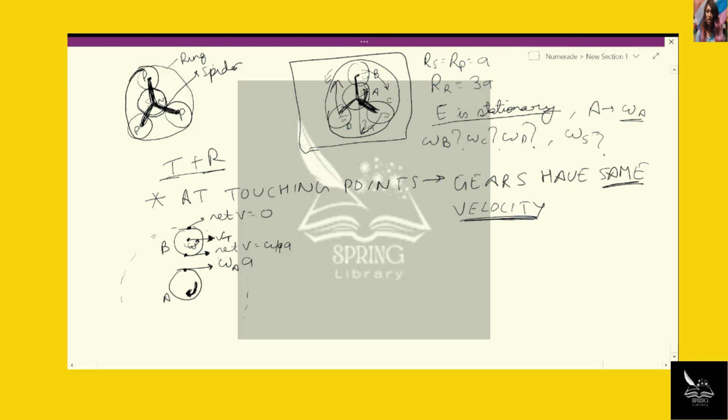So now we know what the net velocity is going to be, but for now let's draw the separate velocities because we want to analyze these separately. Right, so for B, translational velocity is going to be same at all the points.